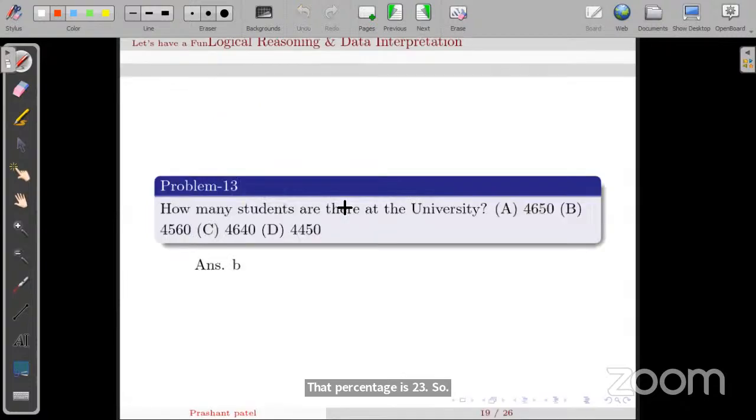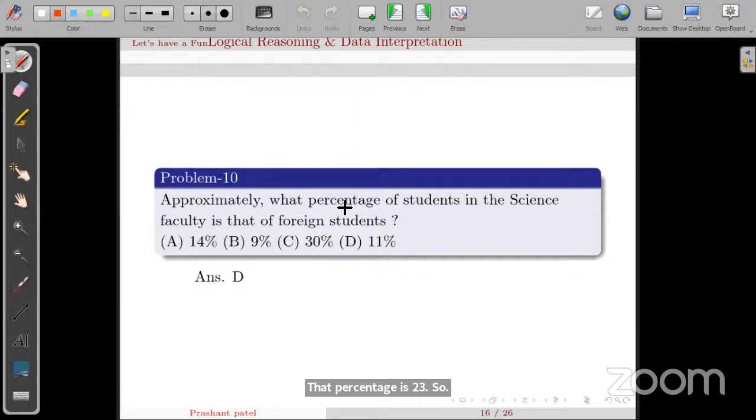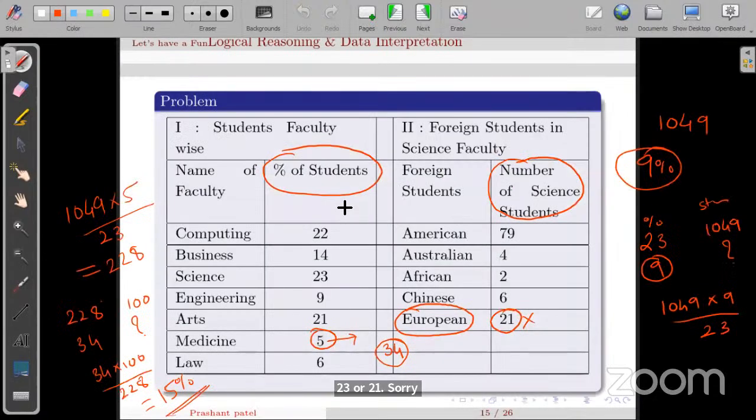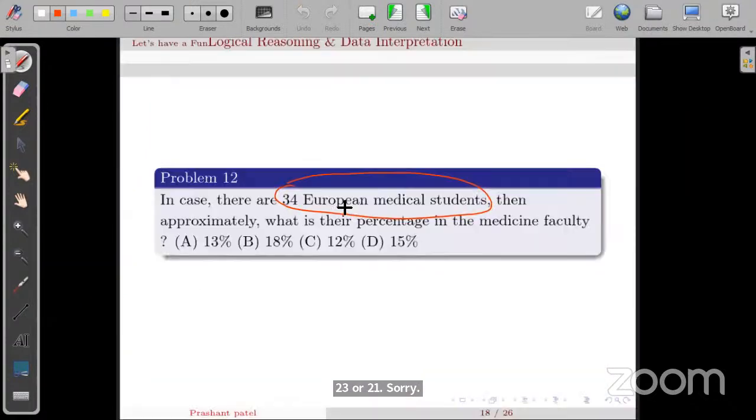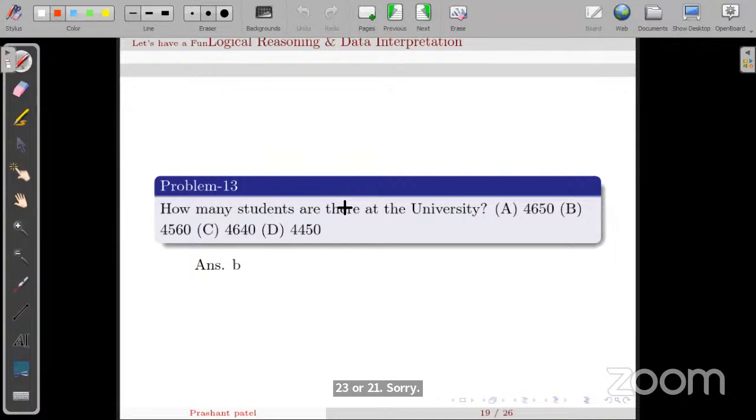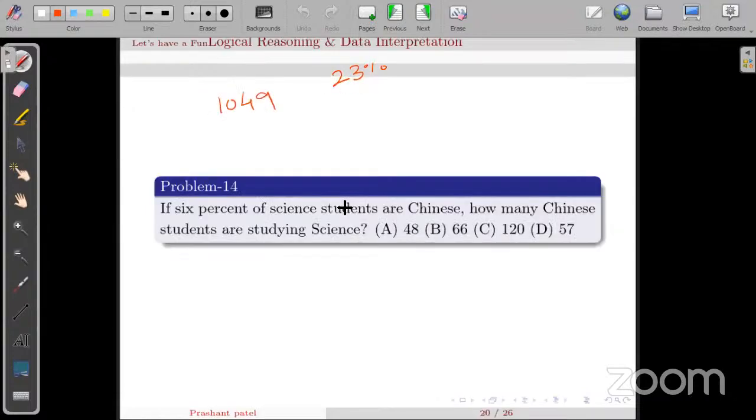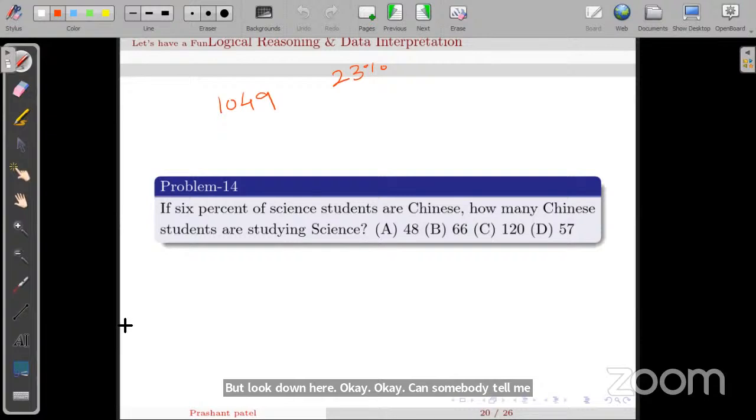23 or 21, sorry. गलत कर दिया. Studying science. हाँ. Can somebody tell me? I think so I should give this as an exercise to you. You can able to solve this now. तो आपको 6% में कितने होंगे वो फाइंड करना है.